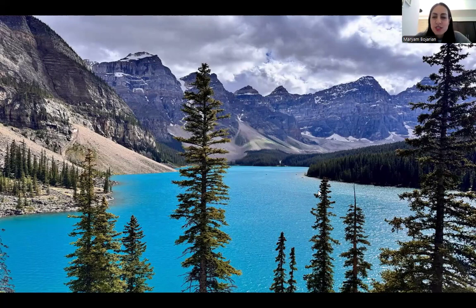Just for your information, this is Moraine Lake in Banff National Park, Canada, and I highly recommend visiting and exploring it.